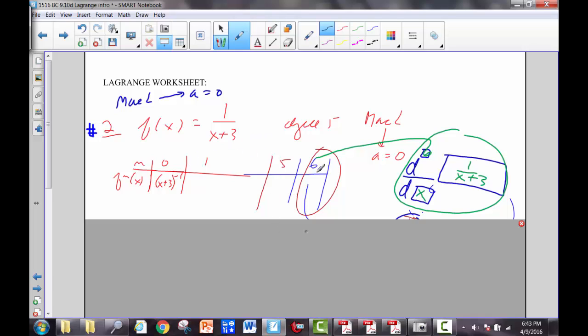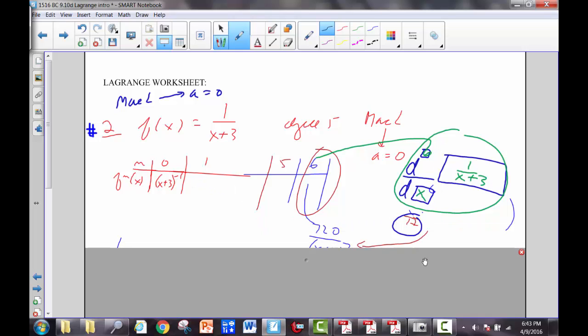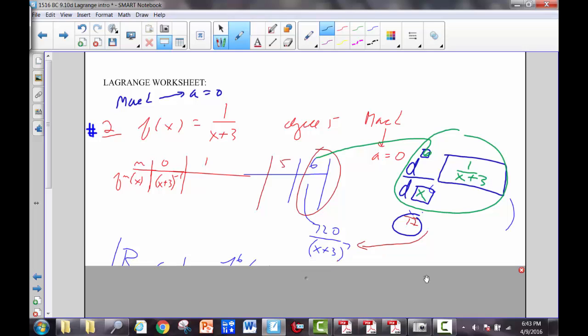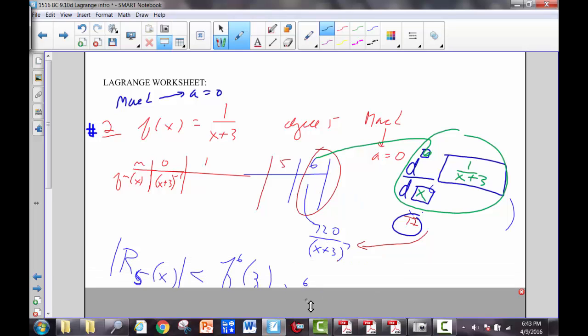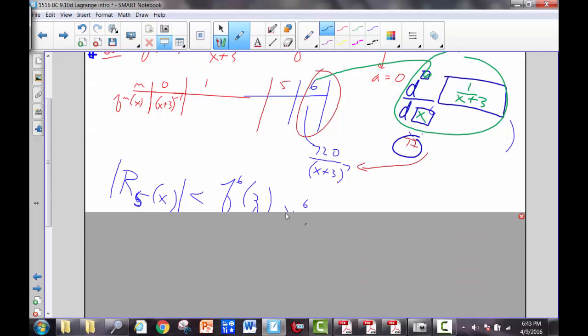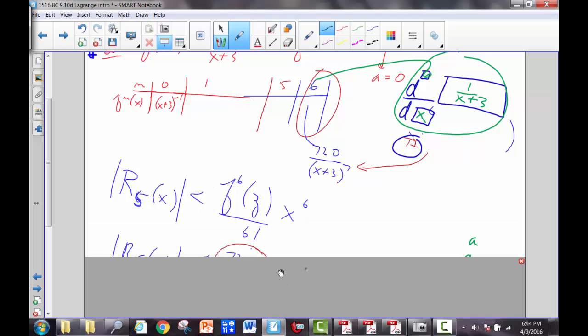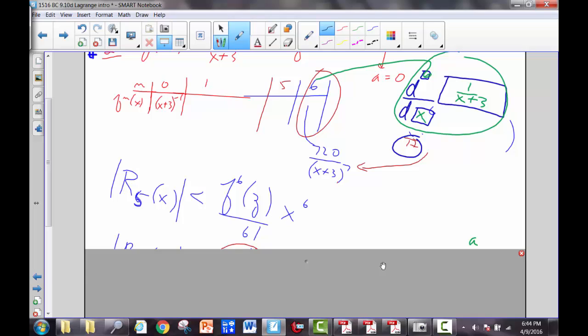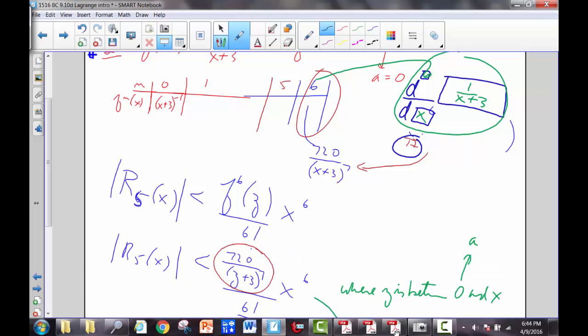So we make a table, and I'm not going to go through the whole thing, but you would find all the derivatives. Because it's degree 5, you are going to have to find the sixth derivative. For now, just use your calculators and find the sixth derivative of 1 over x plus 3, which will give 720 over x plus 3 to the 7th, because I'm just interested in the Lagrange form of the remainder. So the maximum error when I use the first 5 terms will be less than the 6th derivative at z over 6 factorial times x to the 6th.